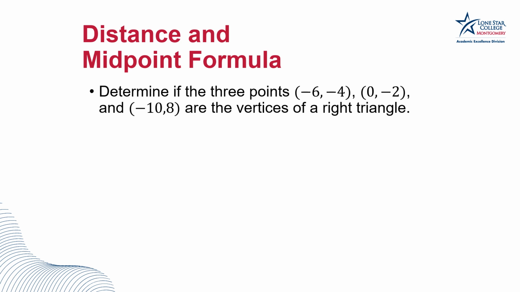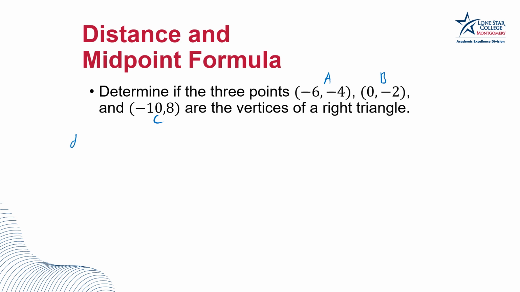Determine if the 3 points (-6, -4), (0, -2), and (-10, 8) are the vertices of a right triangle. So to determine this, we need to find the sides of our right triangle first, and then plug them into the Pythagorean theorem to see if it's true or not. So in order to find the sides of a triangle, we need to find the distance between each set of points first. First thing we want to do is label the points as A, B, and C respectively. And then let's find the distance between each one.